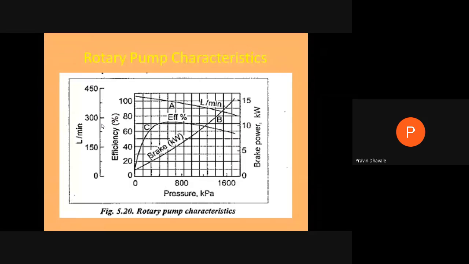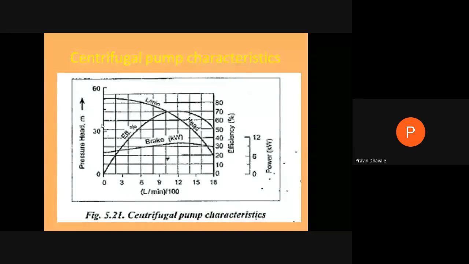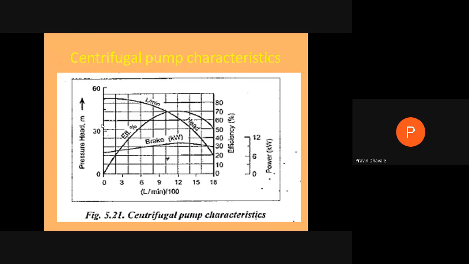Now, centrifugal pump. As far as our hydraulics and pneumatics is concerned, we are rarely using the centrifugal pump, because centrifugal pumps are mainly used for high discharge with low pressure. But what is our requirement? We require high pressure with low discharge in order to carry out different mechanical precise operations.